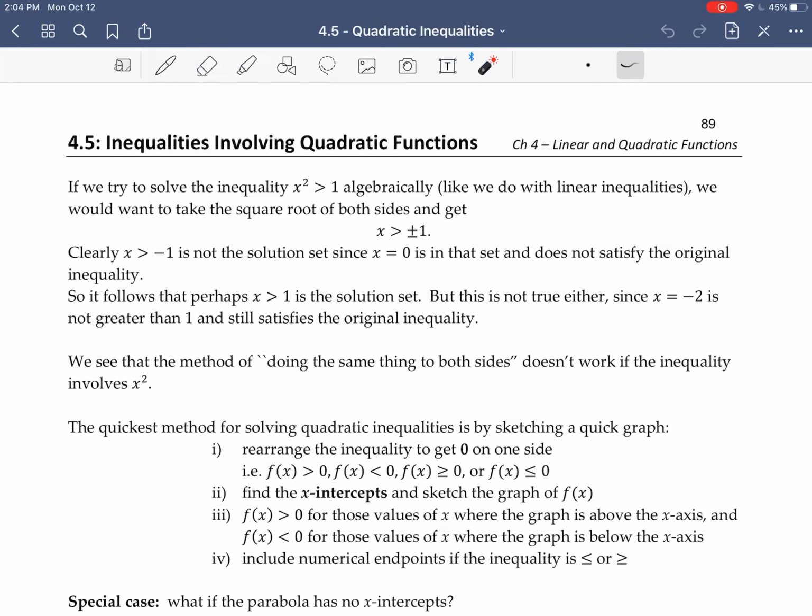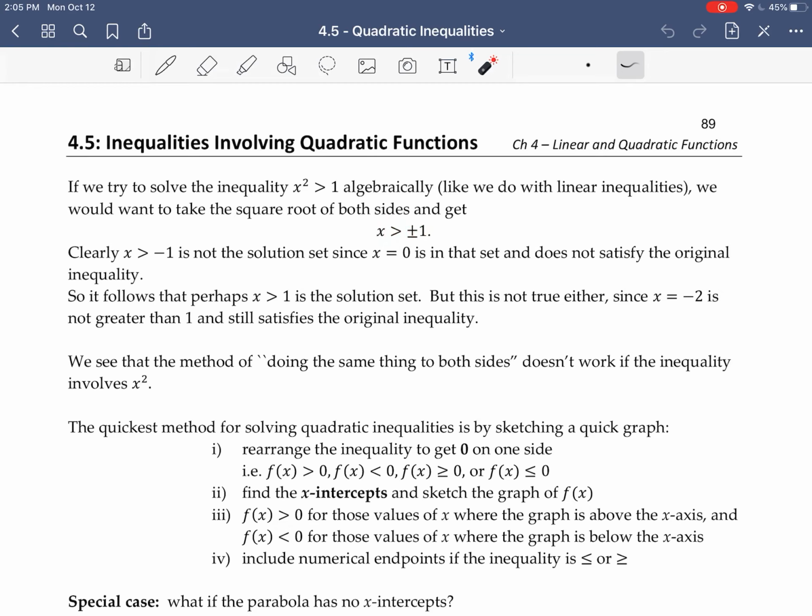In this video, we're going to talk about inequalities that involve quadratic functions. These work a bit differently, so let's look at a little example. Suppose we're trying to solve the inequality x squared is bigger than 1. If we wanted to do this like we did the linear inequalities, we'd want to square root both sides, and we would get the inequality x is bigger than plus or minus 1.